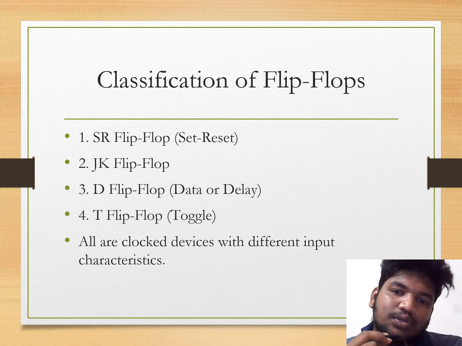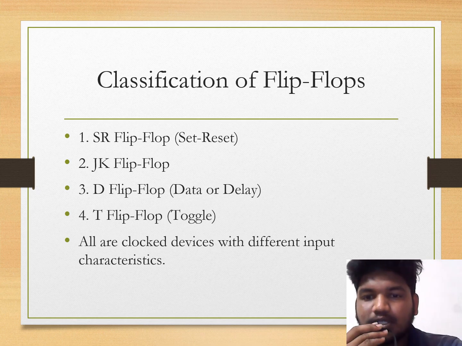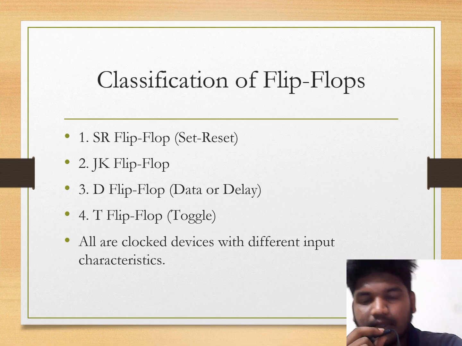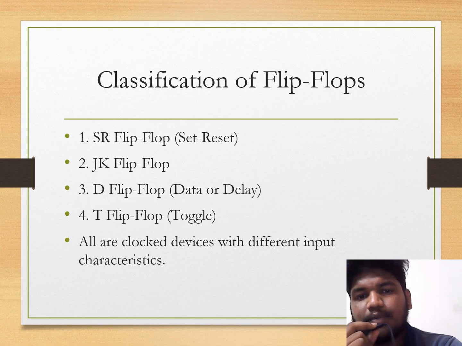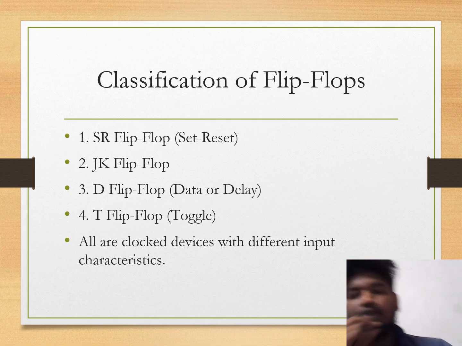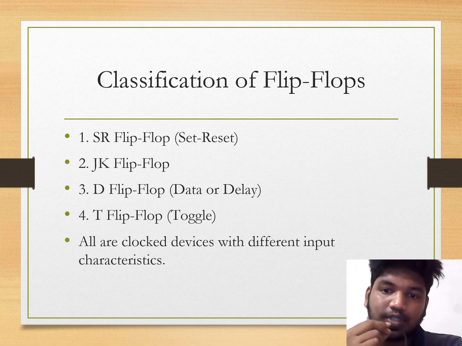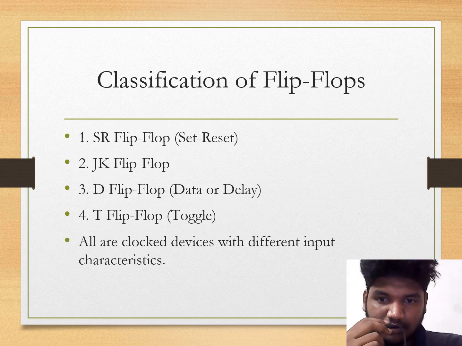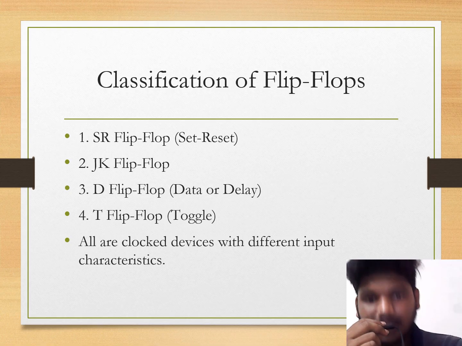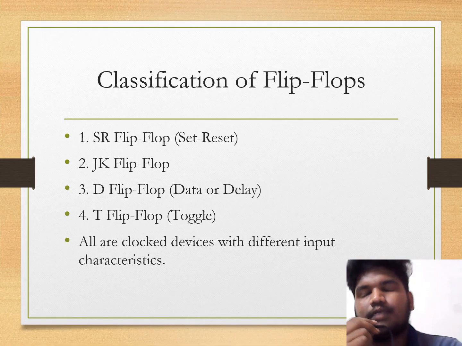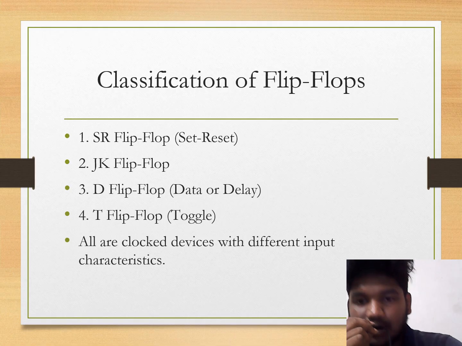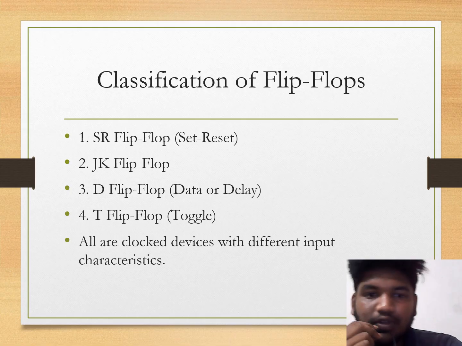The second one is the JK flip-flop. The JK flip-flop is also used to store the data. And the D flip-flop. D flip-flop stands for data or delay flip-flop. If we give any information, it comes out, but it is delayed by some time, so it is called the data flip-flop. And we have the T flip-flop. T flip-flop means toggle flip-flop. Toggle means the values alternate: the first value is 0, the second value is 1, the third value is 0, and the fourth value is 1.